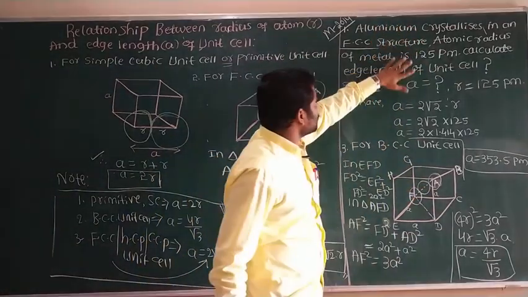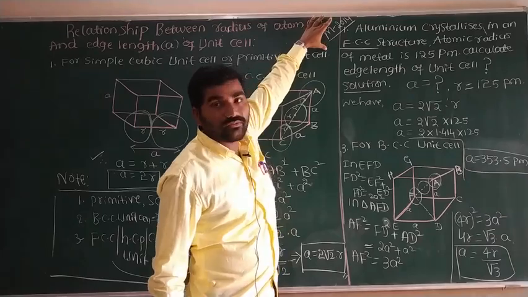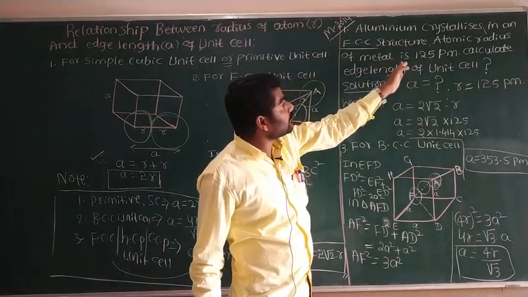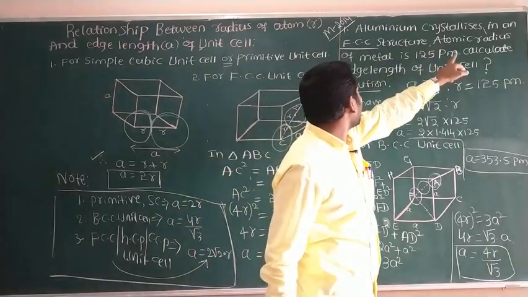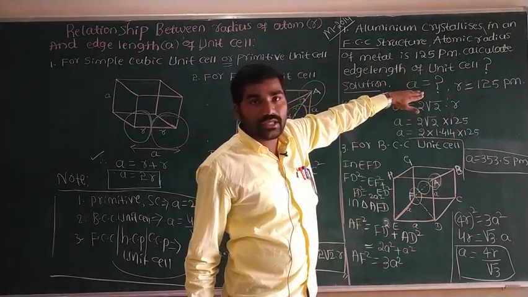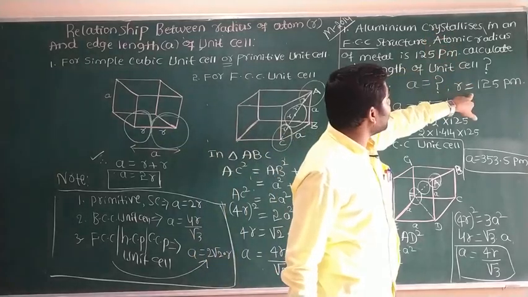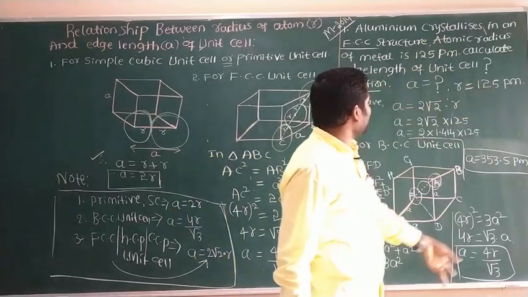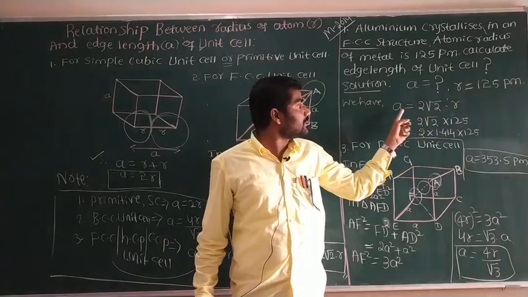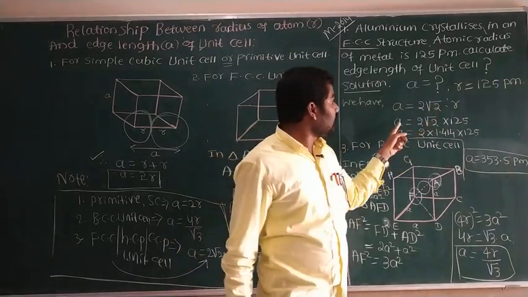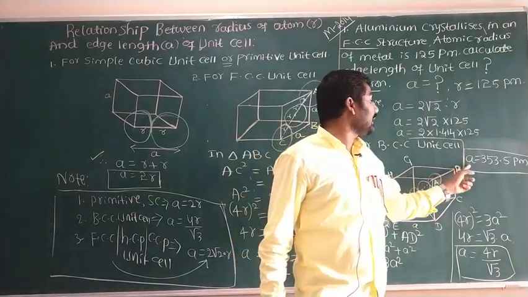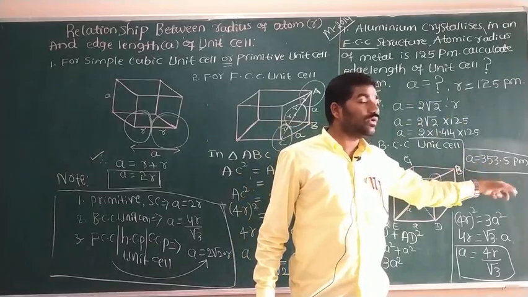Therefore, this is a very simple problem which was asked in March 2014 for 2 marks. Aluminum crystallizes in an FCC structure. Atomic radius of the metal is given as 125 picometer. Calculate the edge length of the unit cell. So we have to calculate edge length A. The value of radius is given, r equals 125 picometer. For FCC structure, the relationship between edge length and radius is A equals 2 root 2 into r. On simplification, finally we get edge length A equals 353.5.